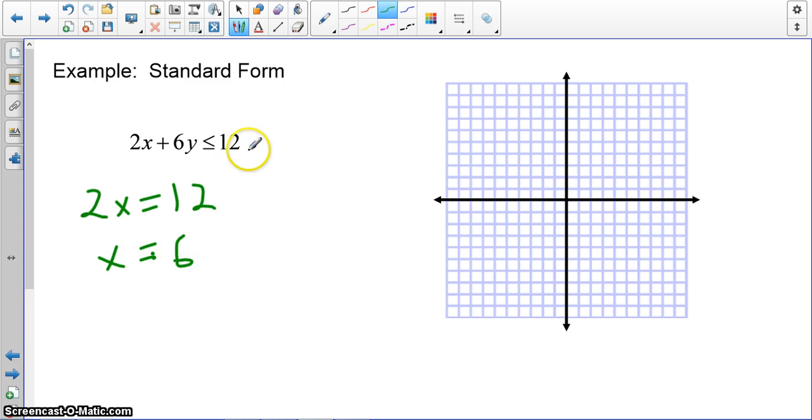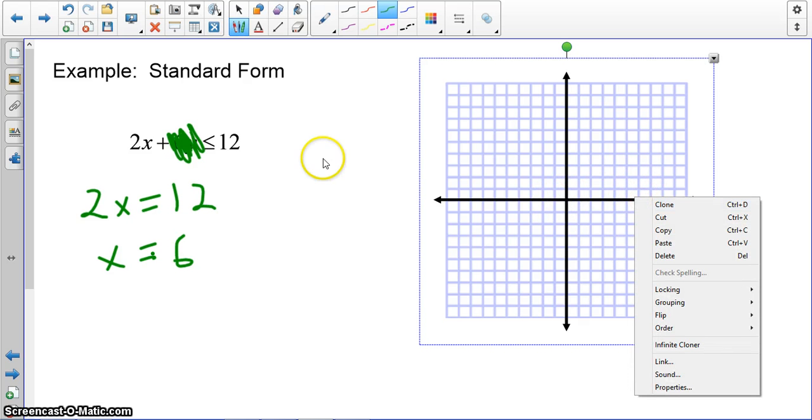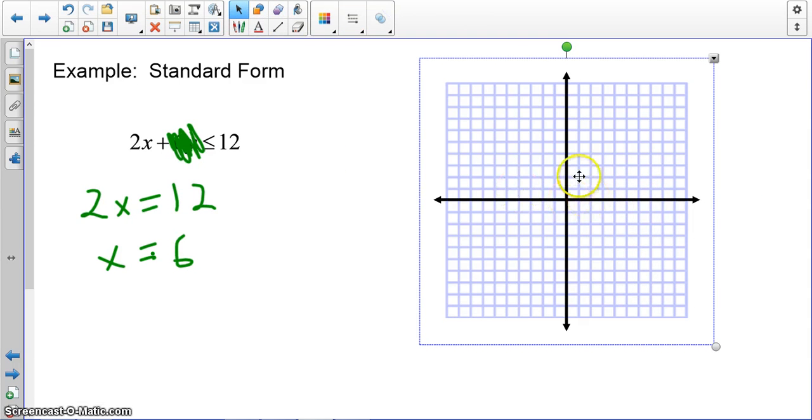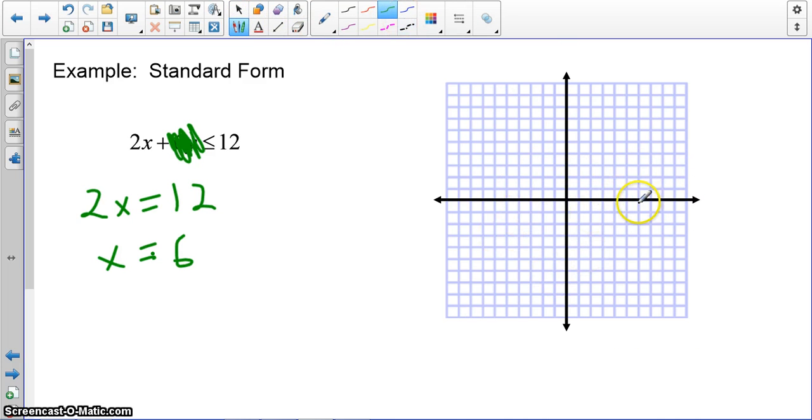And so if you don't remember how to do this, what you do is you temporarily pretend that y isn't there. Because really what you're saying is, hey, what happens when y equals 0? Because when y equals 0, that's the x-intercept. And so when y equals 0, you get 2x equals 12, x equals 6. So this is the x-intercept, over here.